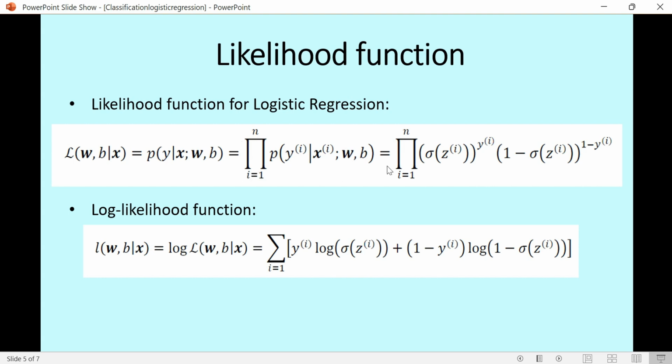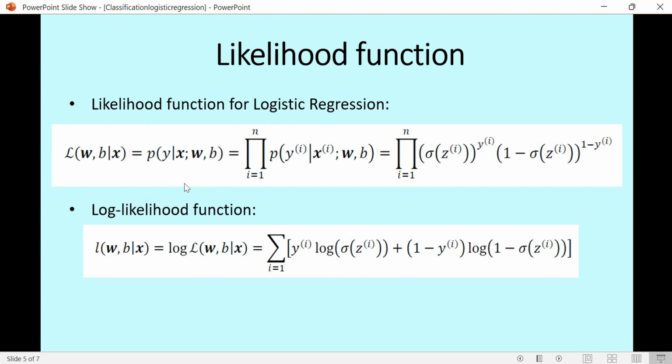Because we assume that all the samples are independent, we can multiply all these together to get a likelihood function. It has the form: the activation function, the sigmoid probability of positive, raised to the power y_i, times 1 minus it for the negative, raised to the power 1 minus y_i. Together with the product symbol, this is the likelihood function.